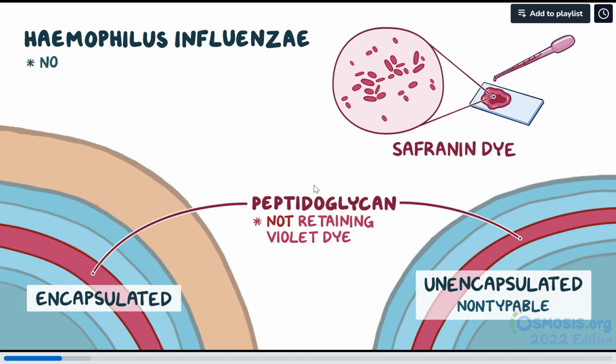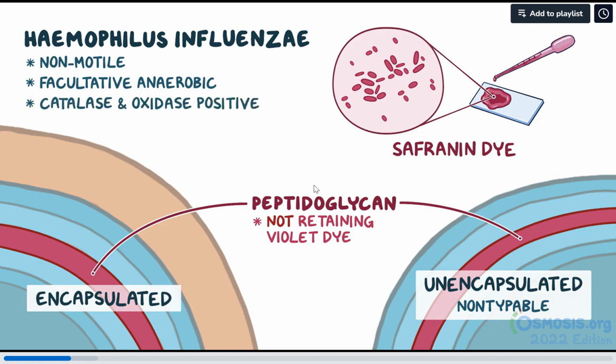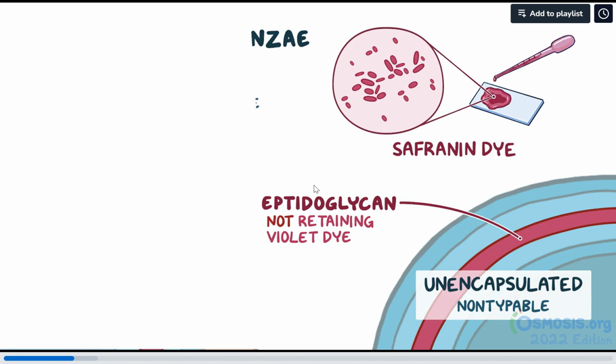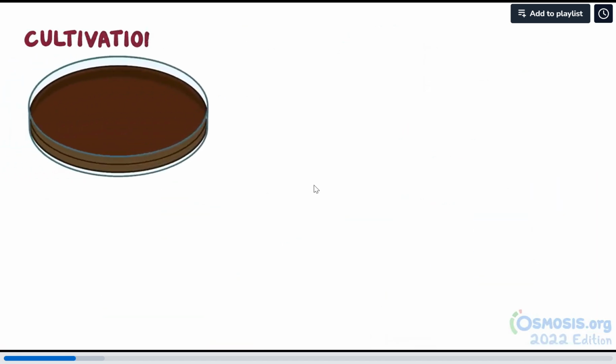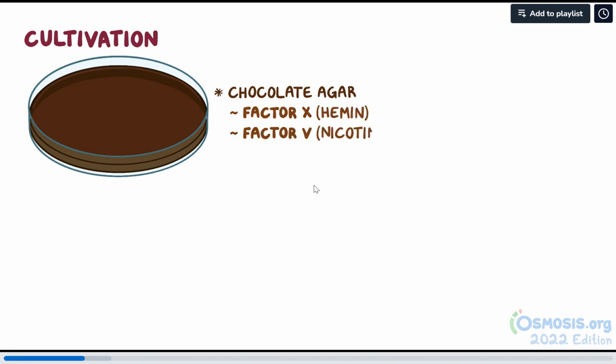Haemophilus influenzae is non-motile, so it doesn't move, and facultative anaerobic, which means it can survive both in aerobic and anaerobic environments. It's also catalase and oxidase positive, which means it produces both of these enzymes. And finally, Haemophilus influenzae can be cultivated on chocolate agar because this medium contains essential nutrients that Haemophilus influenzae needs to grow, like factor 10, also called hemin, and factor 5, also called nicotinamide adenine nucleotide.